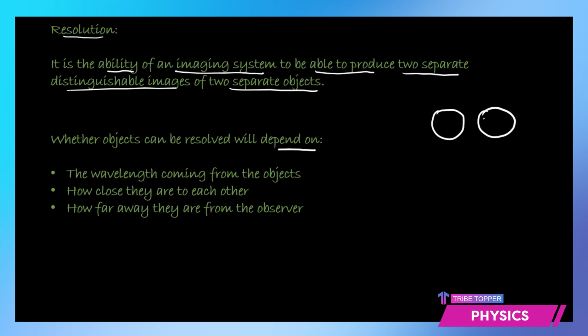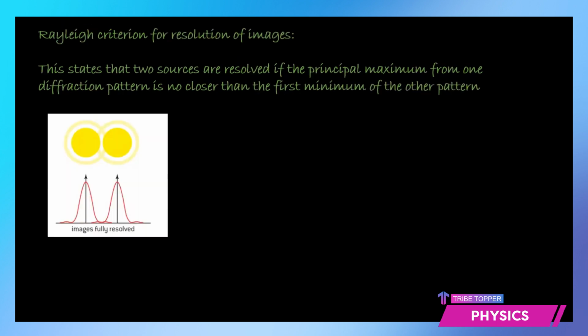It will depend on, number one, the wavelength of the light that is coming from these objects. Number two, how close they are to each other, because if they're too close, it's sometimes almost impossible, if they are overlapping each other, to produce two separate and distinguishable images. And thirdly, it would depend on how far they are from the observer. Based on these criteria, Rayleigh gave a criterion for resolution of images known as the Rayleigh criterion.